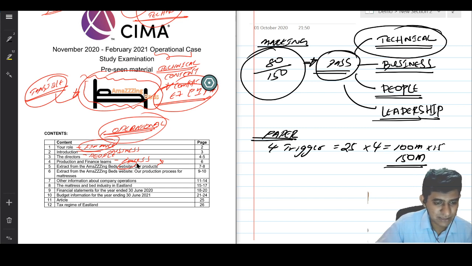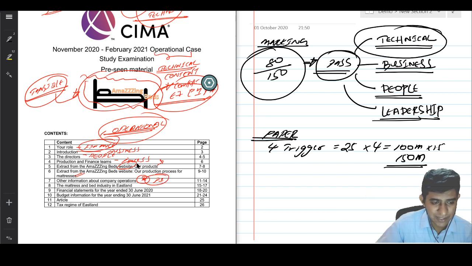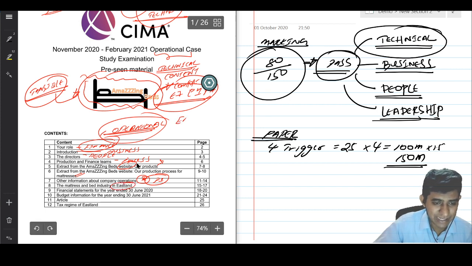Extracts from Amazing Bed's website, our production process for the mattresses. Other information about the company operations is also generally mentioned. So students, this will be P1, where you need to be very strong with operations. The mattress and the bed industry in the Eastland. So students, I will write here Eastland.